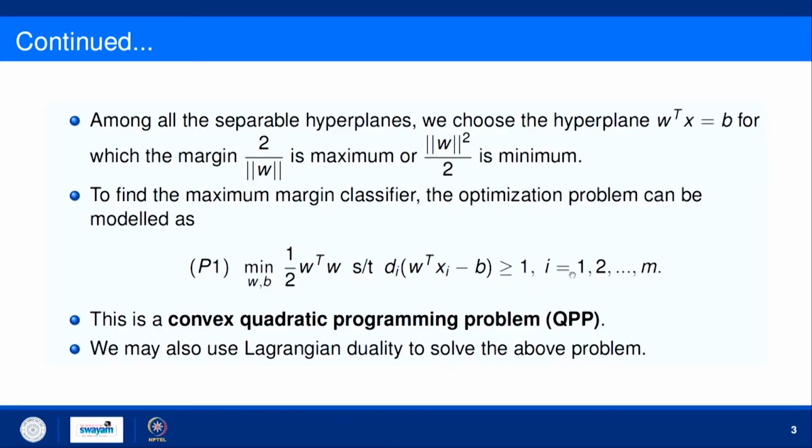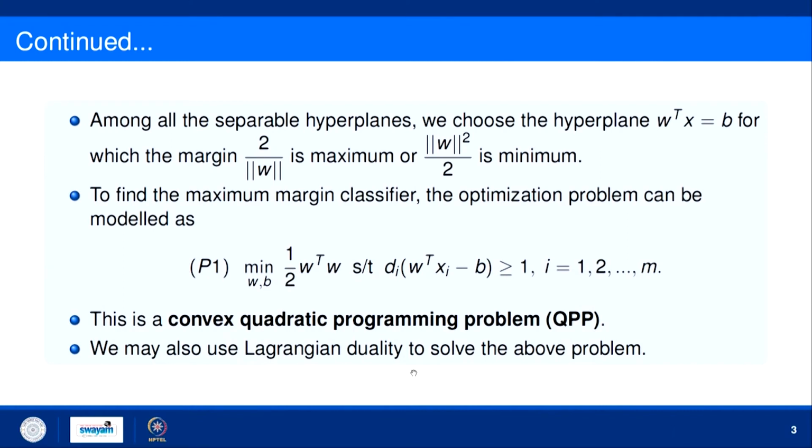Now, here how many constraints are we having? Here we are having m number of constraints. If we are having m number of patterns, this m may be 100, maybe 1000, maybe 500. So, depending on the number of patterns, we are having so many constraints. But using the Lagrange duality method, we can reduce this number of constraints, which is computationally easy.